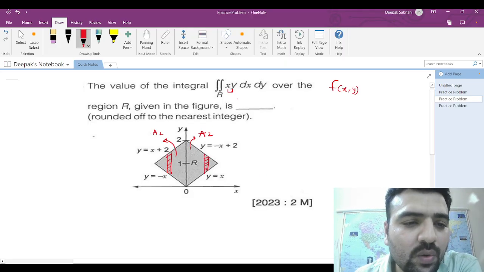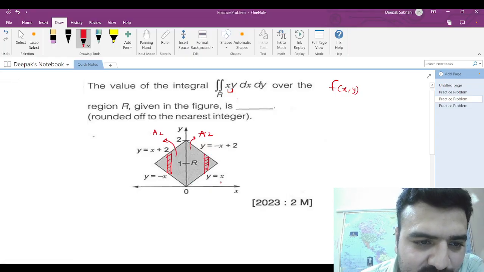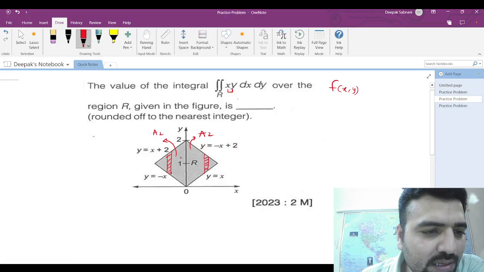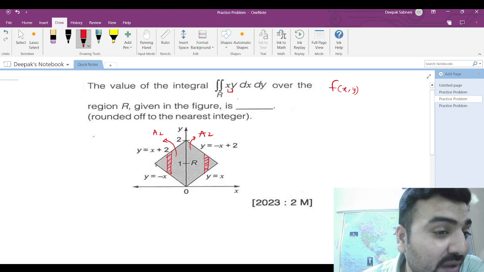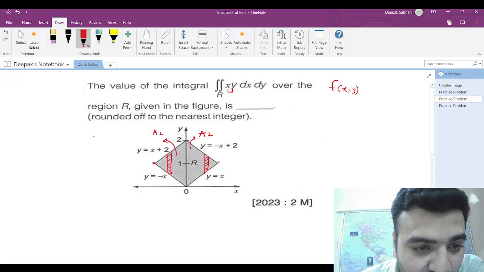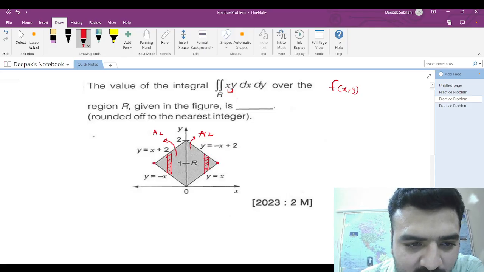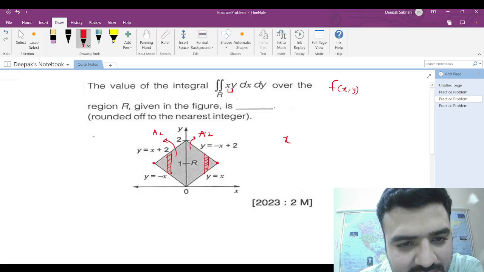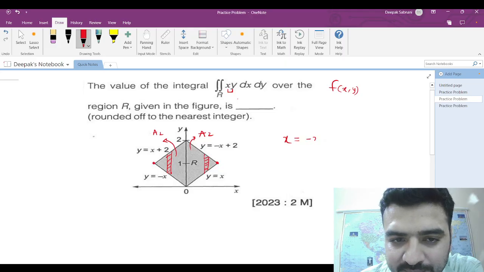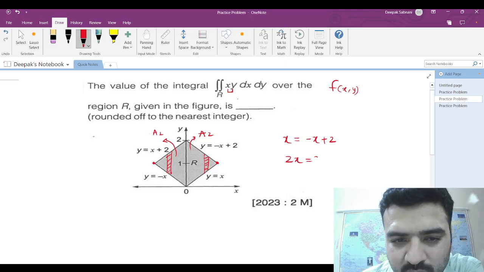Okay, now the limit for this area A2: y varies from x to 2 minus x. For the other part, y varies from minus x to x plus 2. But what is the limit of x? For the limit of x, you need to find these two points. What is this point? This is nothing but the common point of y equal to x and y equal to minus x plus 2. Common point means at this point the value of y will be the same. So x equal to minus x plus 2, that is 2x equal to 2, that is x equal to 1.